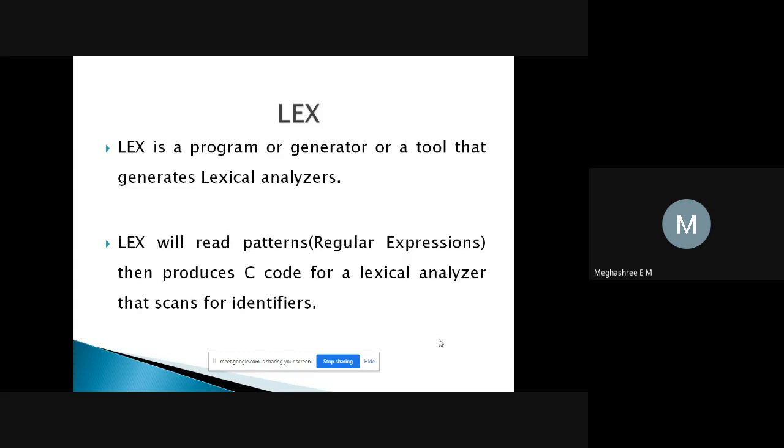Now, it will generate the tokens, right? The process followed here is that it reads the regular expression. This part is very important, so do understand this. Lex will read the patterns, or you can say regular expressions. Then it produces C code for the lexical analyzer that scans for identifiers. We'll see it in the diagram, then you will understand it better.